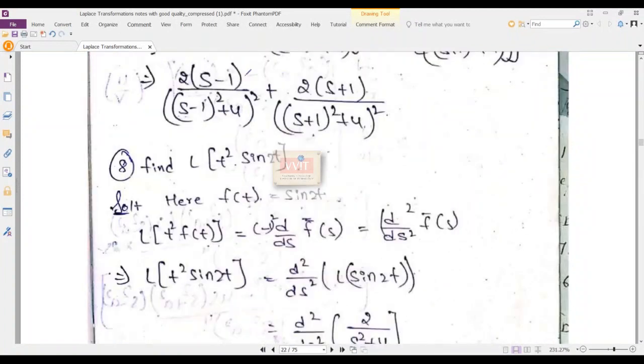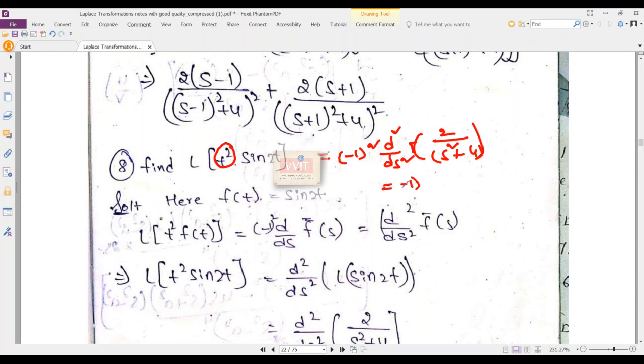T square. So t square means I need to differentiate twice, which is equal to minus 1 whole square times d square by ds square of f of s. F of s is 2 by s square plus 4. So minus 1 square. What's the one time differentiation? 2s, 2 2s are 4, 4s by s square plus 4 whole square.